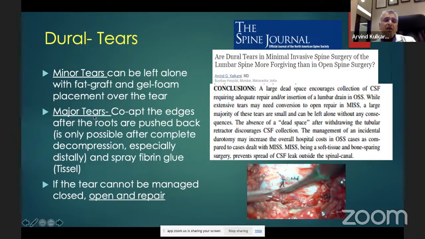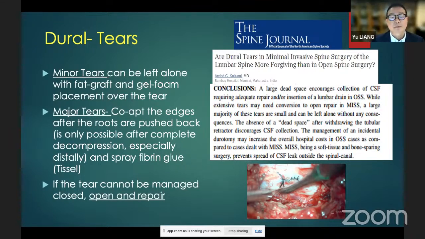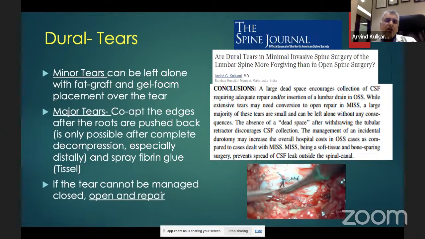If there are major tears, there is a tendency to panic. So what one should do is not panic. Keep a piece of patty on top of the rootlets. Complete your decompression, especially the caudal side. Complete your decompression thoroughly. Remove the hourglass constriction. Once you do that, the dura becomes lax, and the rootlets can be easily placed into the dural sac. And then you spray TCL, that is fibrin glue. Most of the times, this has helped me in my practice. If it still cannot be managed, the only way is to open and close it as shown here.